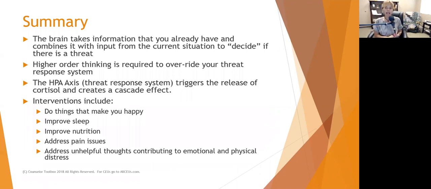The HPA axis, or threat response system, triggers the release of cortisol and can create a cascade effect, which leads to a lot of these symptoms, including apathy, fatigue, low sex drive, and difficulty sleeping. Interventions may include doing things that make you happy, improving sleep and nutrition, addressing pain issues so you're not as irritable and you're getting better sleep, and addressing unhelpful thoughts contributing to emotional and physical distress.